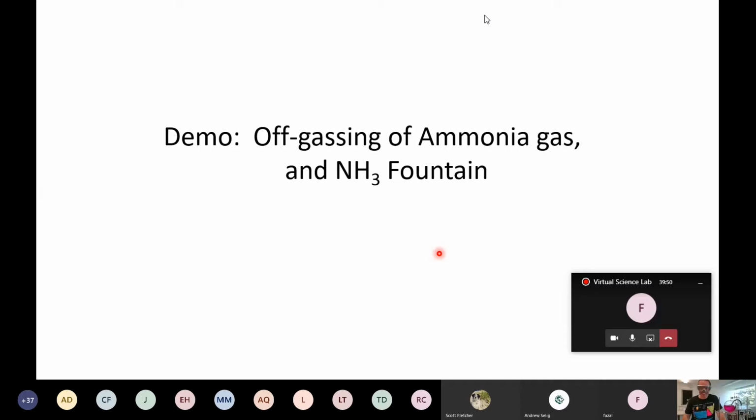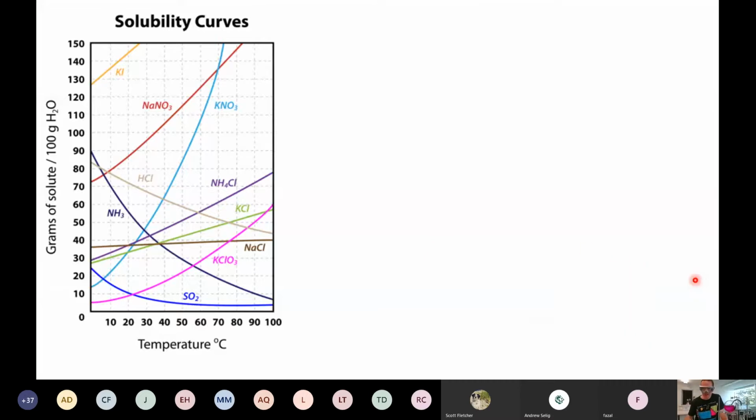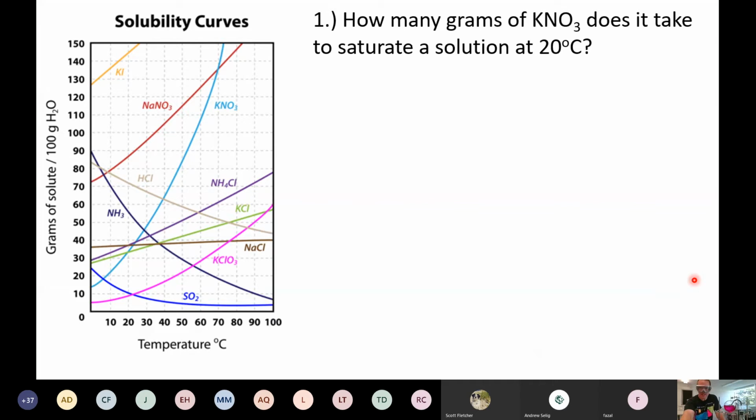All right. So moving along here, we have the solubility curve. Just a couple of questions to finish things off. These are the types of questions that I would ask on this topic. How many grams of potassium nitrate does it take to saturate a solution at 20 degrees Celsius? So if anybody thinks they can answer that, feel free to answer it in the chat. I can't see it, so maybe Scott or Andrew, if you see an answer, you feel free to let me know. But we have potassium nitrate.